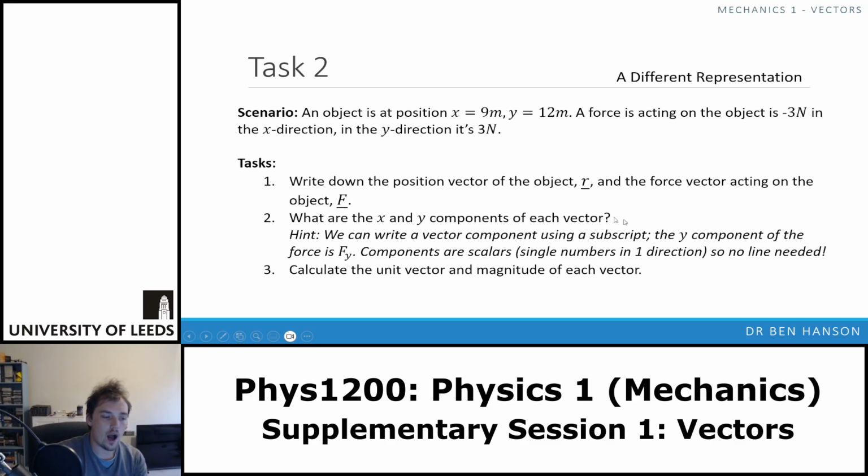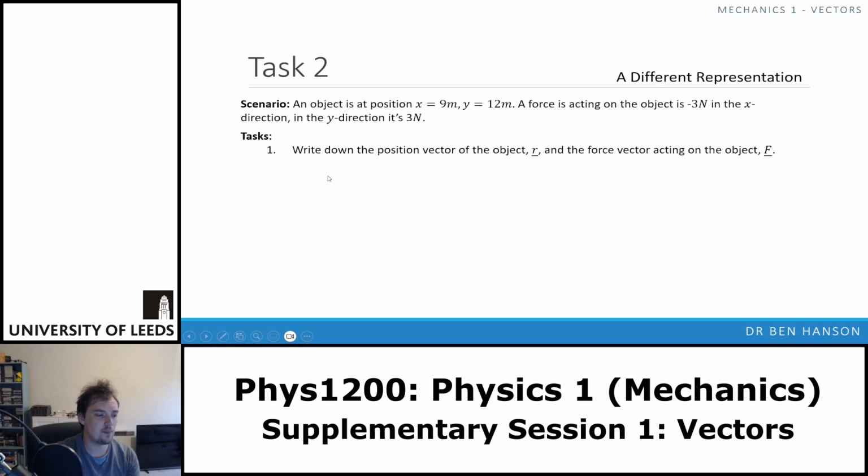So we can do that. What are the x and y components of each vector? So just remind yourself of that. Here's a little hint. And then the key now is calculate the unit vector and magnitude of both r and f. So that should take you, I don't know, maybe 15 minutes, half an hour, something like that. So give yourself some time and then unpause the video again.